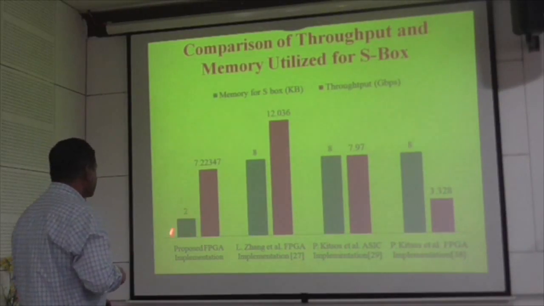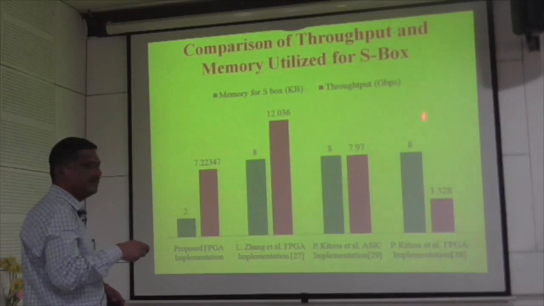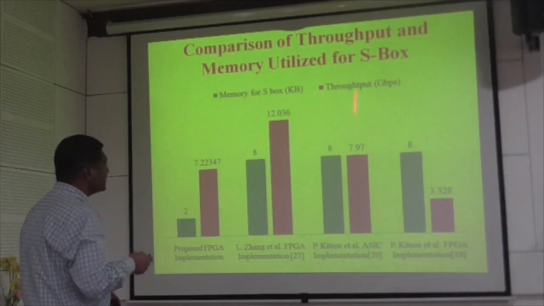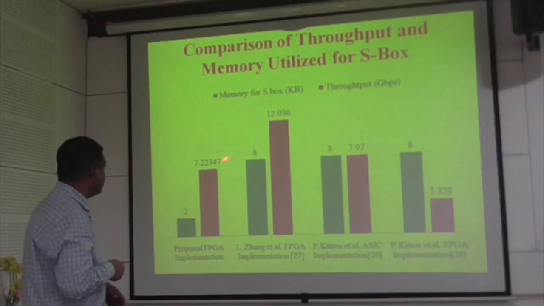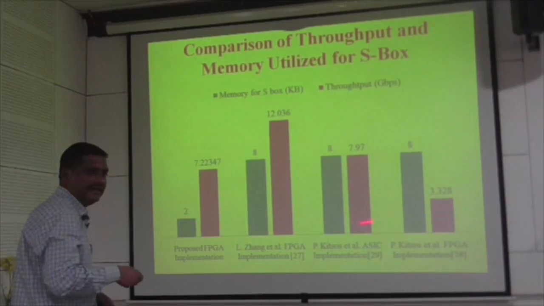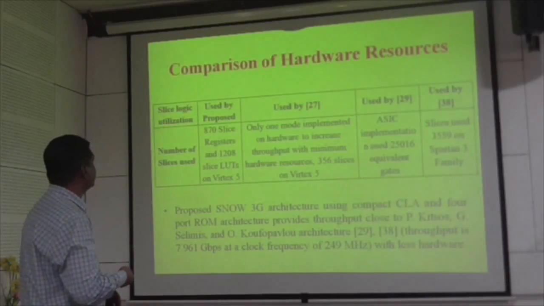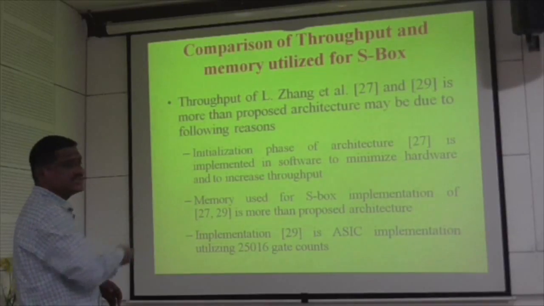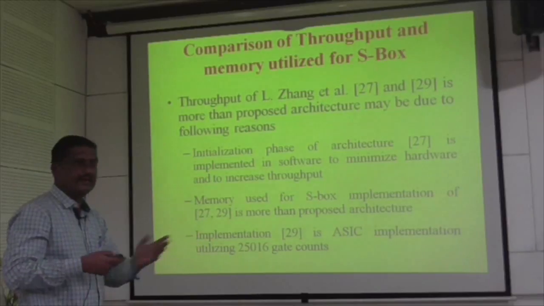Now here the S-box memory requirement for our design is only 2KB, while here it is 8KB, 8KB and 8KB. That is the throughput achieved. Here the other researchers achieved throughput sometimes better than my design. But the memory requirement in my design is less as compared to the other designs. These are some justifications regarding why the throughput of the other researchers may be higher than our design.